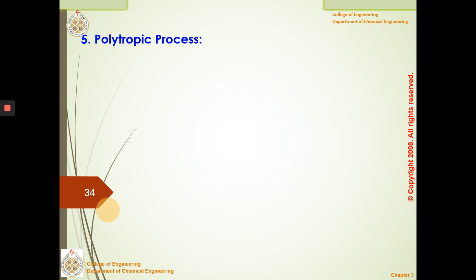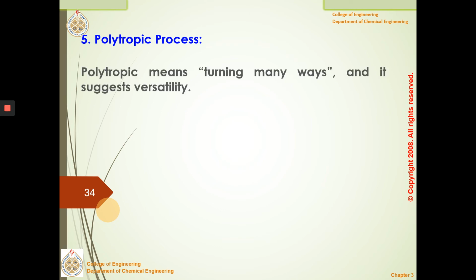Isothermal is one type of polytropic. Isobaric is one type of polytropic. Isochoric is one type of polytropic. Adiabatic is one type of polytropic. In other words, polytropic means turning many ways. It can be any way we can take it. So that's why polytropic covers all the previous ones, plus any ones that is none of those.